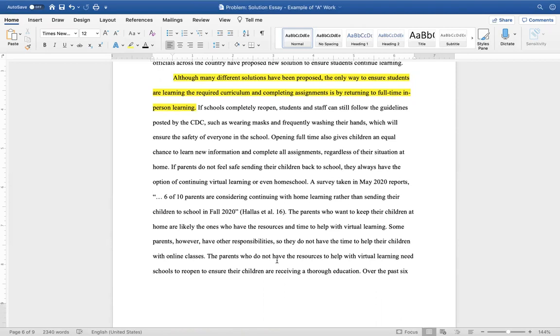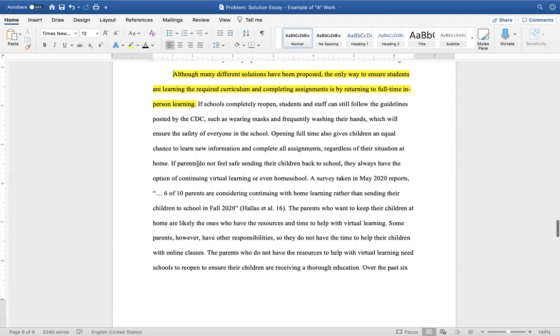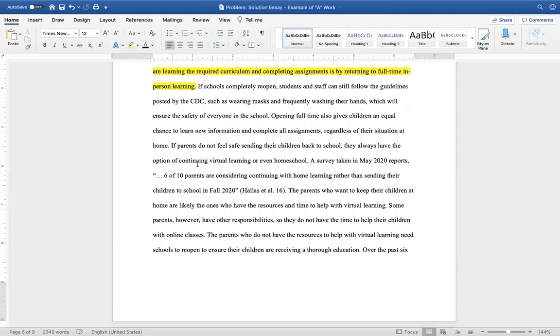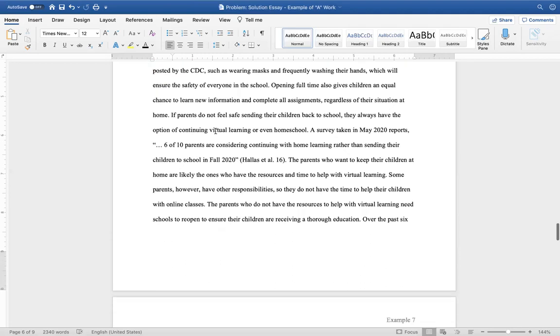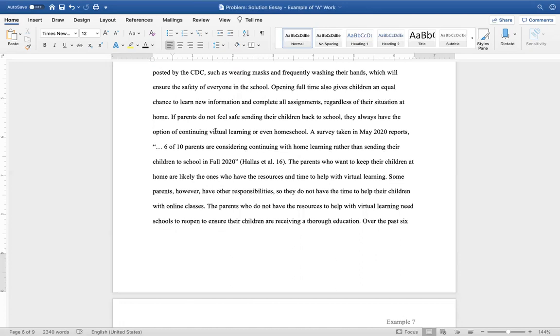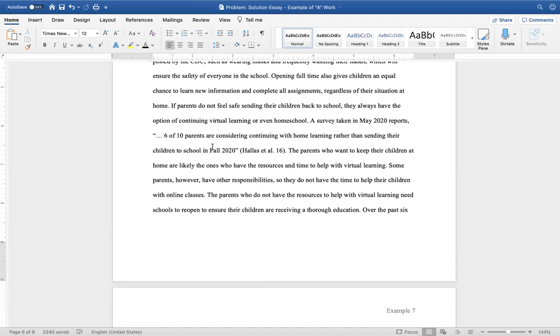"If schools completely reopen, students and staff can follow the guidelines posted by the CDC, such as wearing masks and frequently washing their hands, which will ensure the safety of everyone in the school. Opening full time also gives children an equal chance to learn new information and complete all assignments, regardless of their situations at home. If parents do not feel safe sending their children back to school, they have the option of continuing virtual learning or even homeschool.